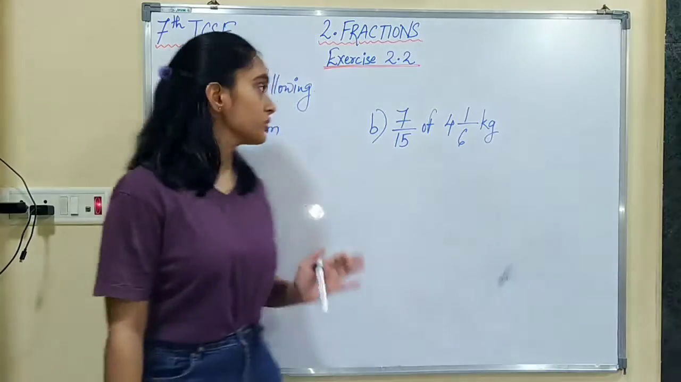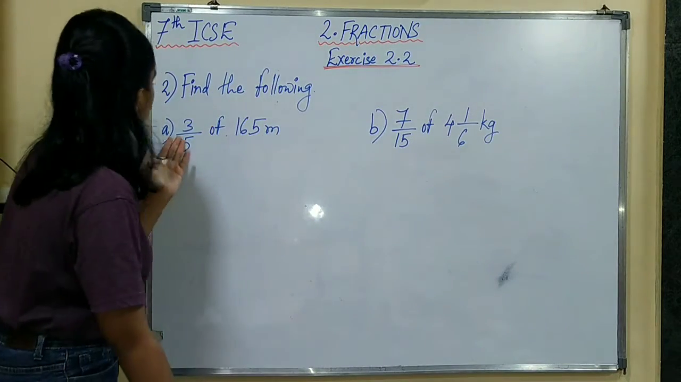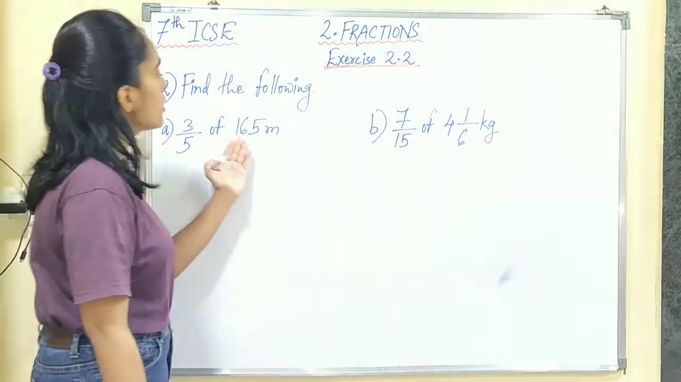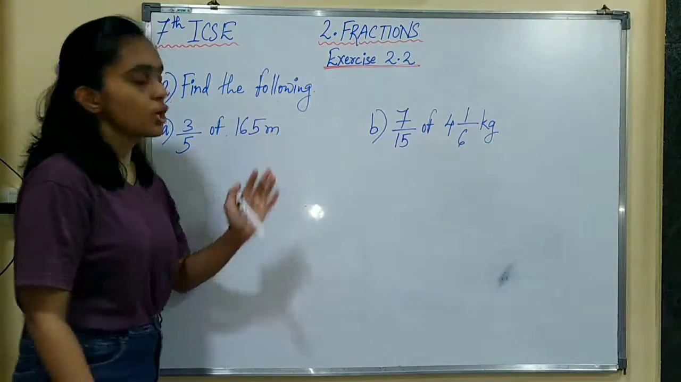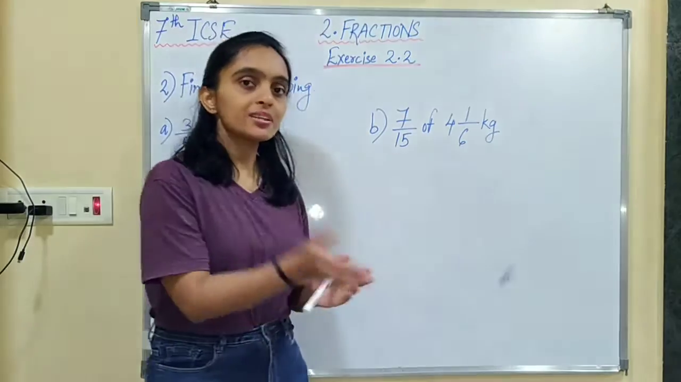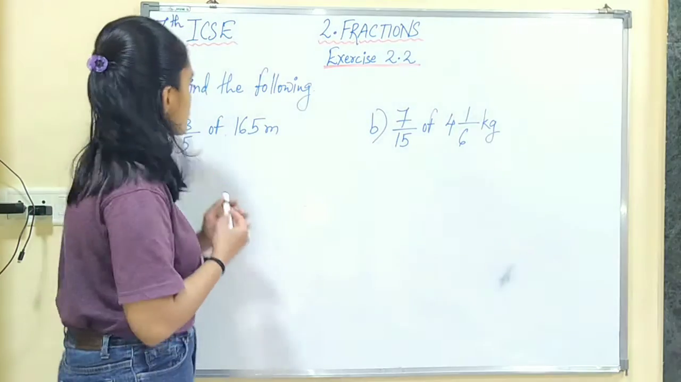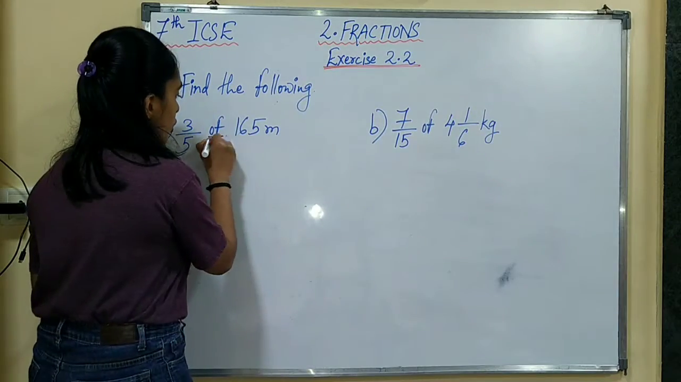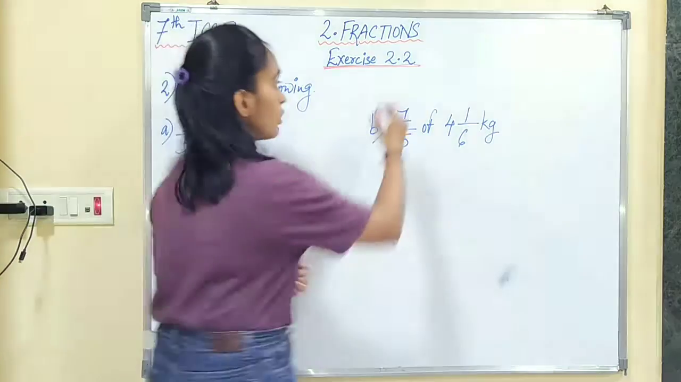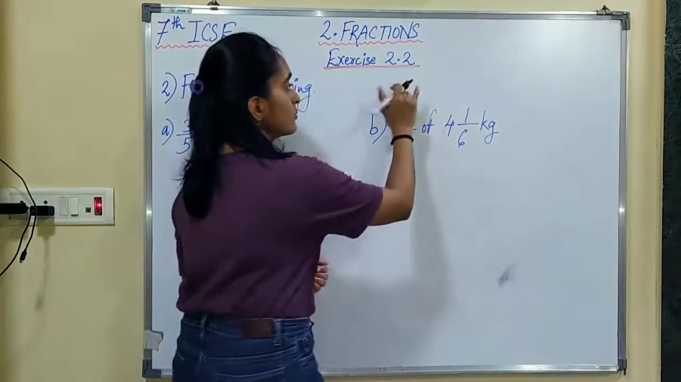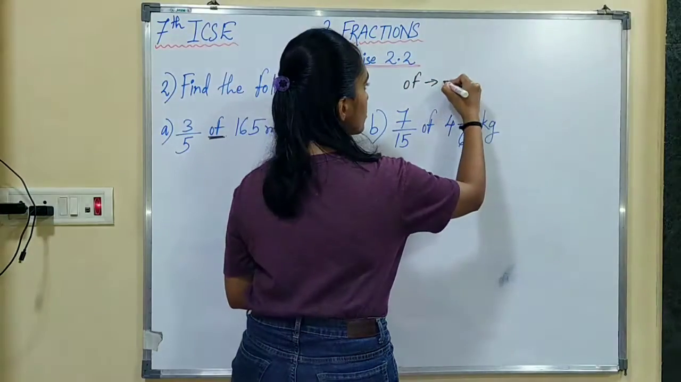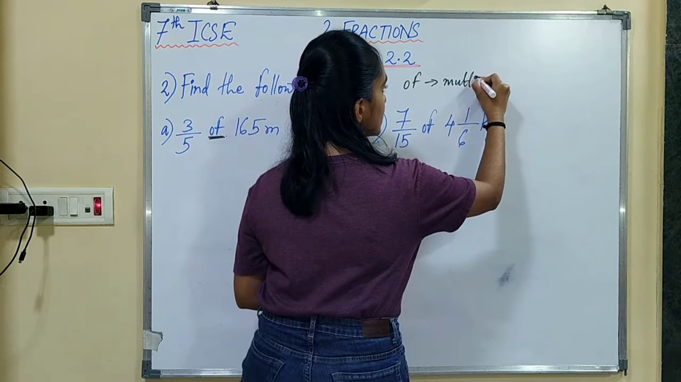Now the second question. Find the following. The first one is 3 upon 5 of 165 meters. So there are total 165 meters and we have to find 3/5 of it. So of means what? Of means multiplication. Always remember this. Of means multiplication.